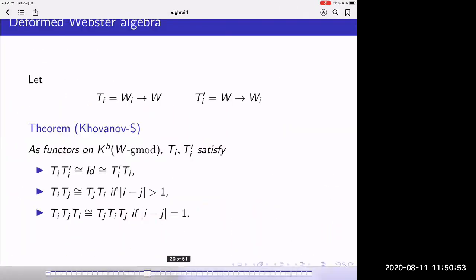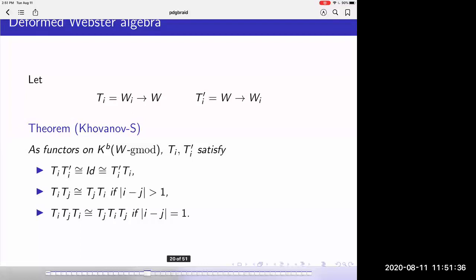And so now we have these bimodule homomorphisms, and we can form complexes Ti, which is Wi to W, and Ti prime, which goes from W to Wi. And with Khovanov, we proved that in the homotopy category of W modules, the complexes Ti and Ti prime satisfy braid group relations. Something slightly interesting to note is that when working with A and Shriek, we were sort of forced into the derived category. With this deformation, we're able to stay in the homotopy category.